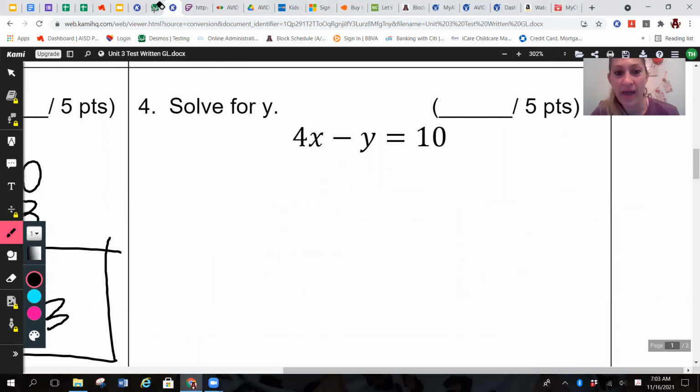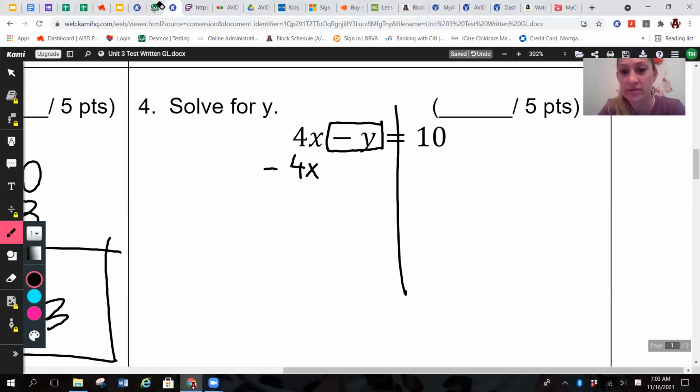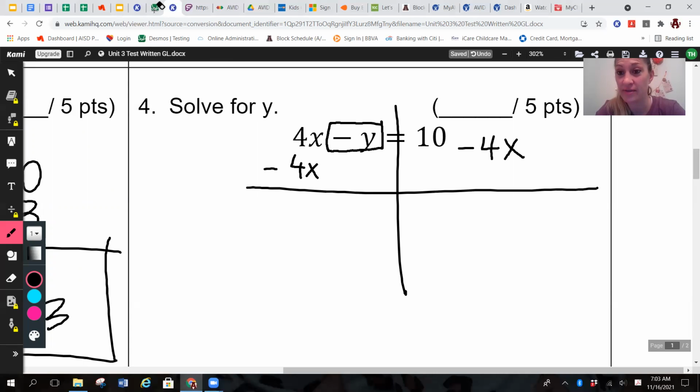All right, welcome back. So for number 4, we're going to solve for y yet again, but it's a different form. It's a standard form. So we're going to box the y just like we did in number 3. Now we're going to think outside the box, which is 4x. I need to do the opposite of 4x, which is -4x. Notice I'm not putting the 4x underneath the 10. Notice it's on the side of the 10.